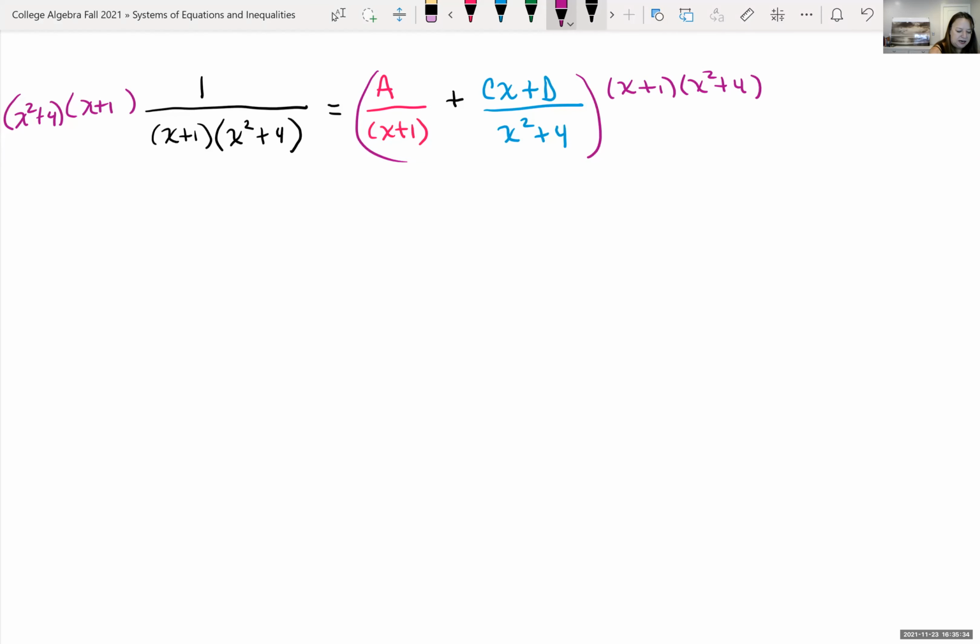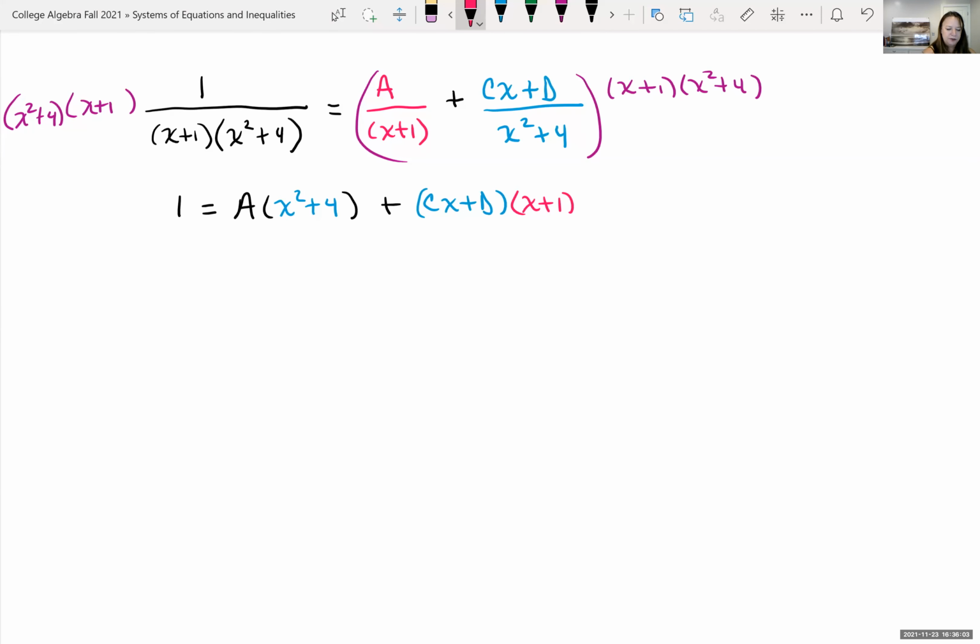So on the left-hand side, we're just left with 1 is equal to A, all times the factor x squared plus 4, plus the Cx plus D, all times the factor x plus 1. So that's what we're left with when we multiply through by the least common denominator on both sides of our equation.